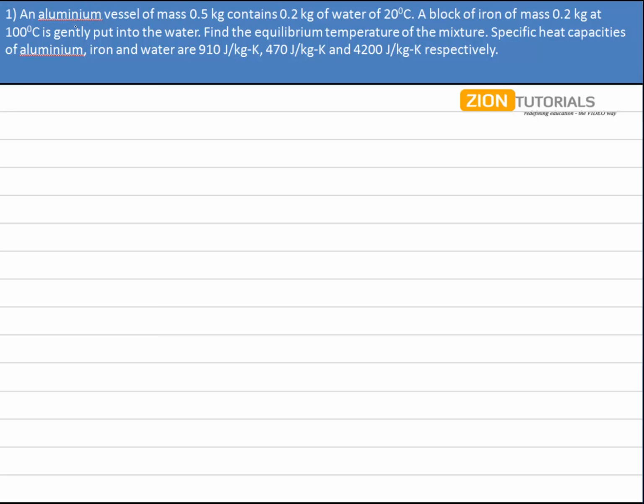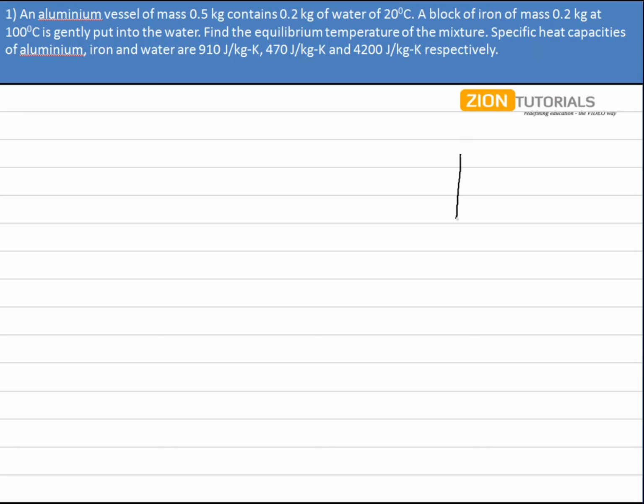An aluminium vessel of mass 0.5 kg contains 0.2 kg of water at 20 degrees Celsius. A block of iron of mass 0.2 kg at 100 degrees Celsius is gently put into the water. We have to calculate the equilibrium temperature of the mixture, provided the specific heat capacities of aluminium, iron and water.